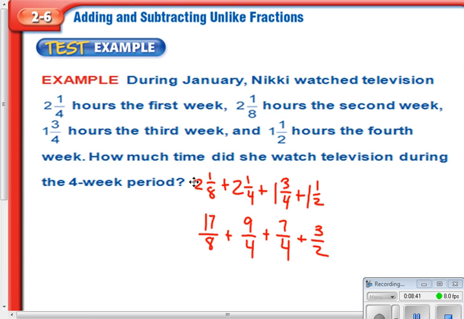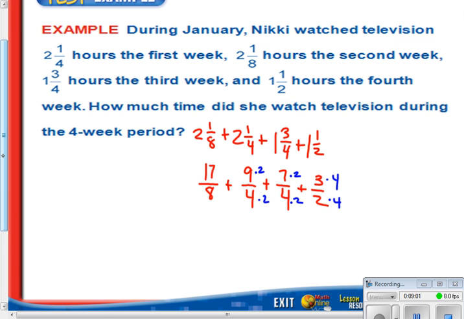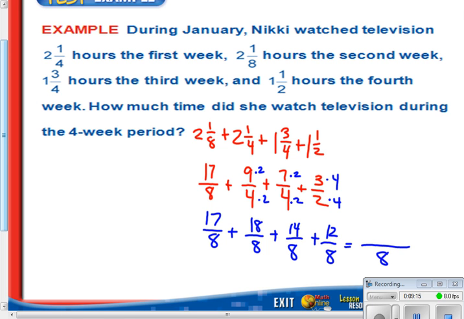Next, we need to figure out our common denominator. Looking at these, most of us can determine that it is going to be 8. So we need to multiply this fraction by 2, that fraction by 2 to get that denominator 8. And the last fraction has a 2 as a denominator, so we need to multiply it by 4. When we do this, we now have 17/8 plus 18/8 plus 14/8 plus 12/8. And that is going to equal something over 8. So what we need to do now is add our numerators together, giving us 61/8.